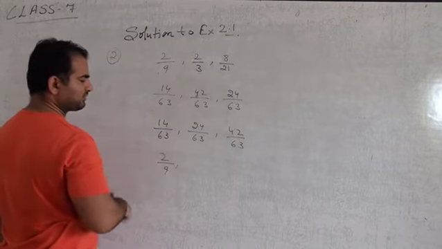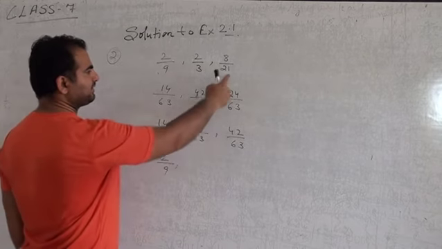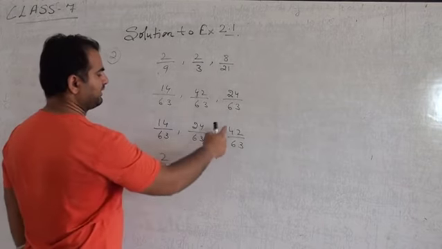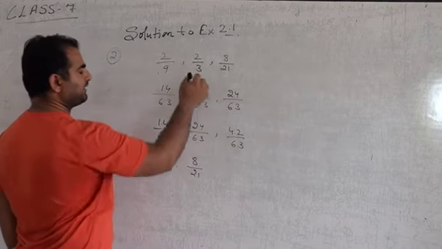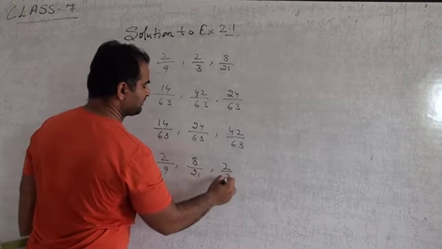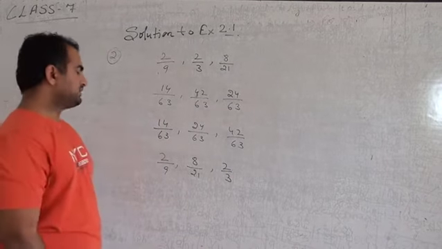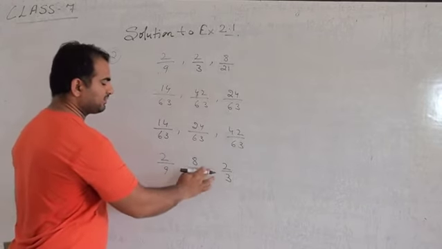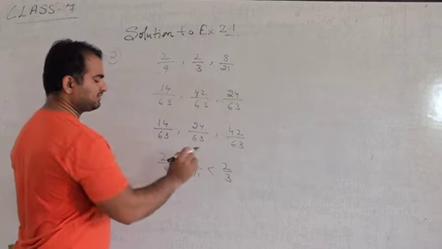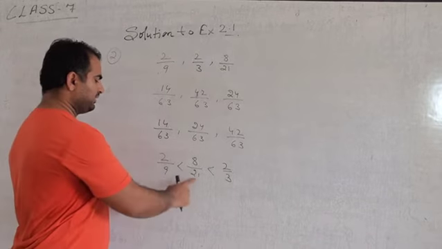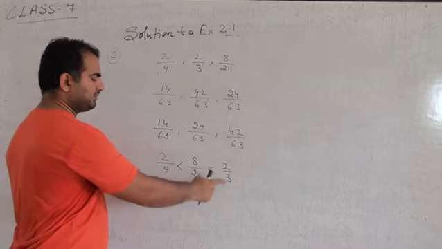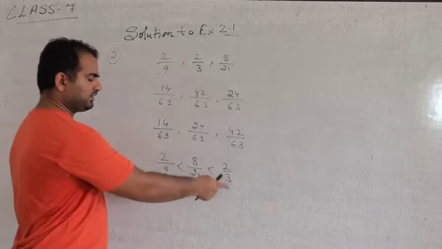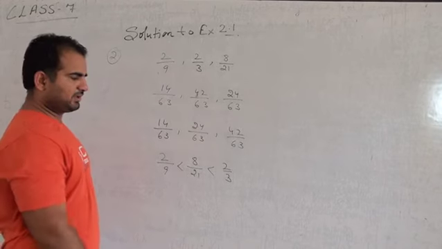So this is the smallest. Then 24 by 63 is equal to 8 upon 21. And then 42 upon 63 is equivalent to 2 by 3. So we can write it as 2 by 3. Okay. So this is our final result. It is in ascending order. And if it is in ascending order, then we can write that this is smaller and this is bigger. Okay. Of these two, this one is bigger, and of these two, this one is bigger. It is smaller, then bigger, and then the biggest.